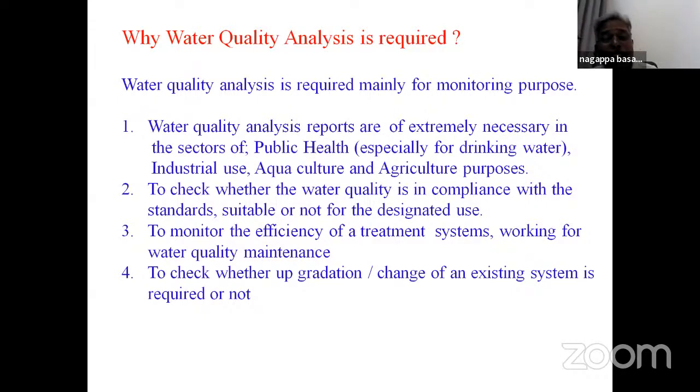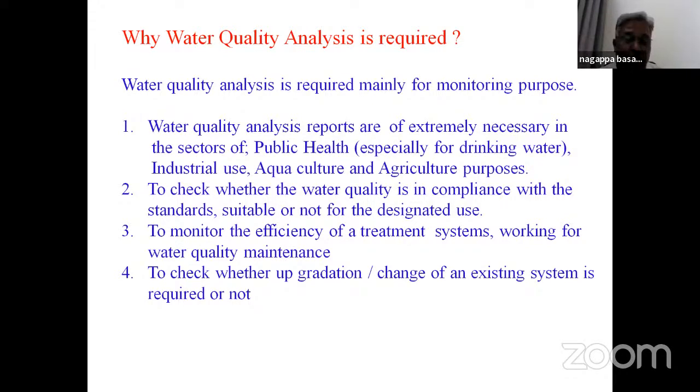To monitor the efficiency of treatment plant working in the water quality maintenance systems, water treatment systems, water works, what we are calling major treatment plants, whether the system is working or not, we have to collect samples from the different sections of the treatment facility. We have to analyze and check whether it is working efficiently or only partially working. The efficiency of the treatment plant we can estimate by using the analytical reports only, no other route. To check whether the upgradation or changes in the existing system is required or not, for this also analytical reports are required.